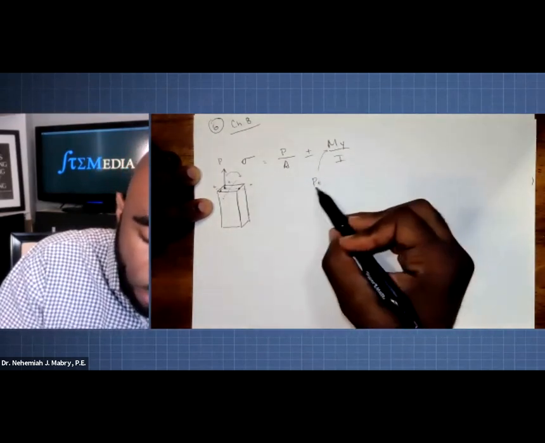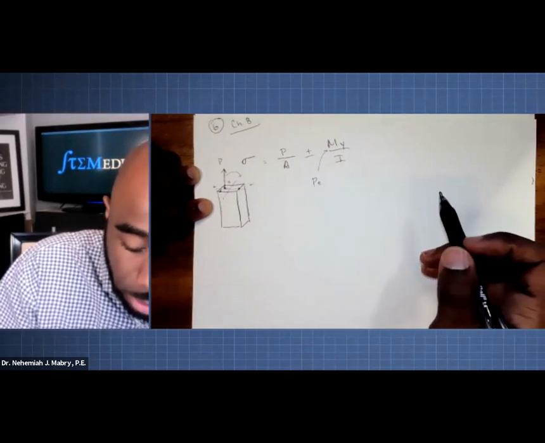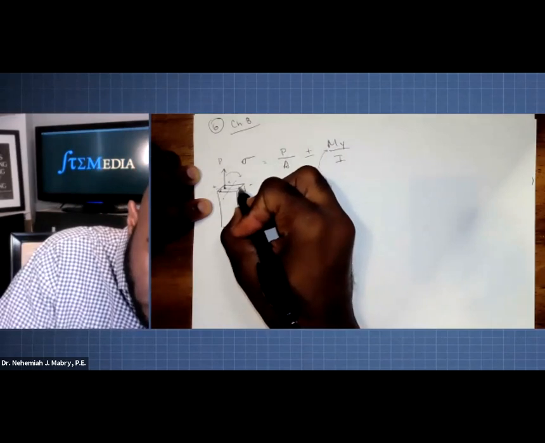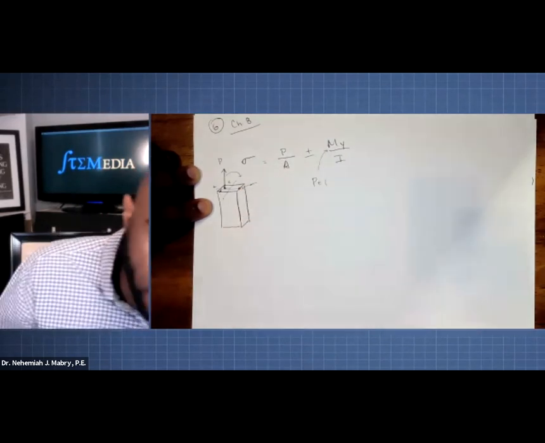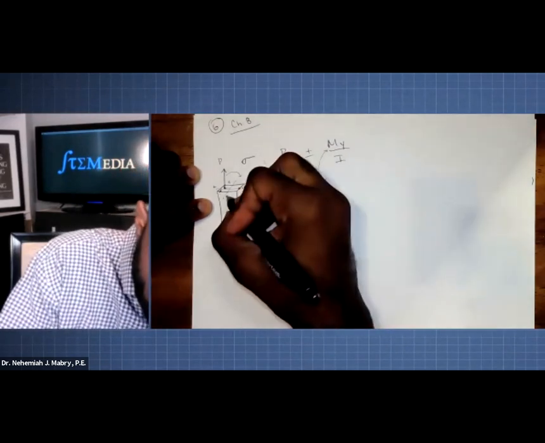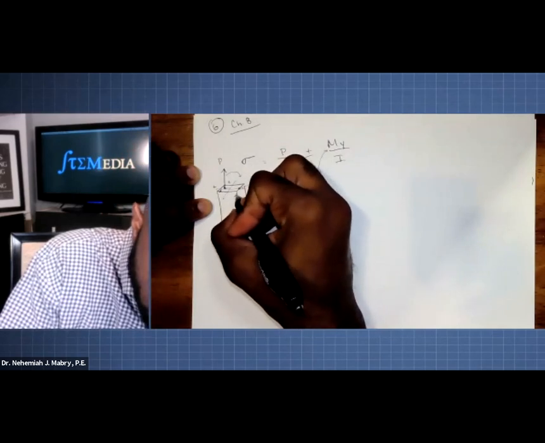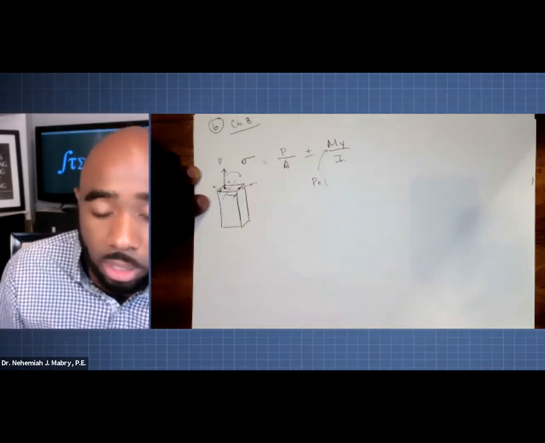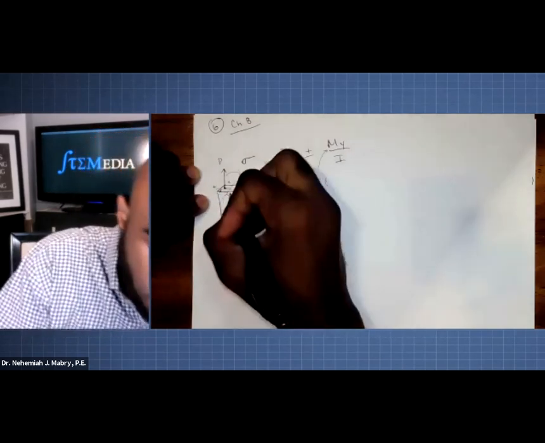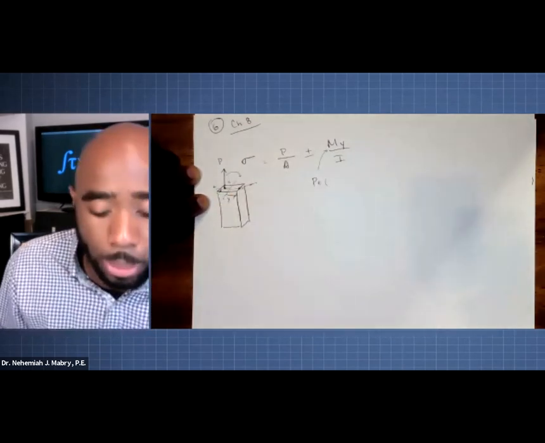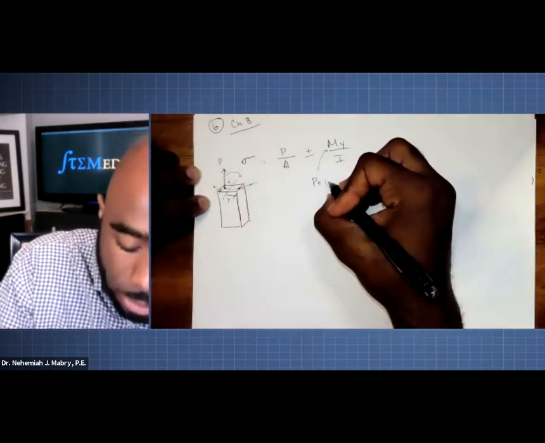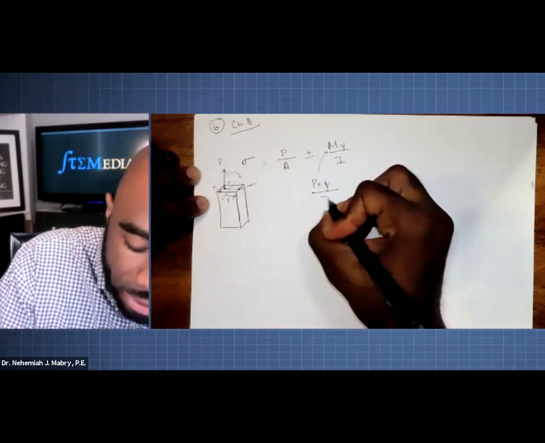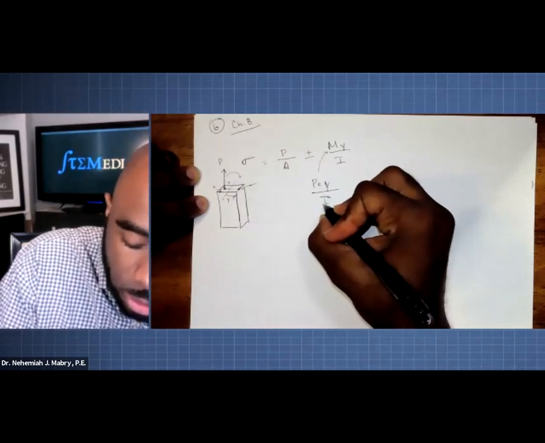And there we have a force times the distance. And then Y in this case, if we're asked about this particular point, Y would be the distance from the neutral axis to that particular point. So I'll just put Y right there. And then I is, of course, moment of inertia.